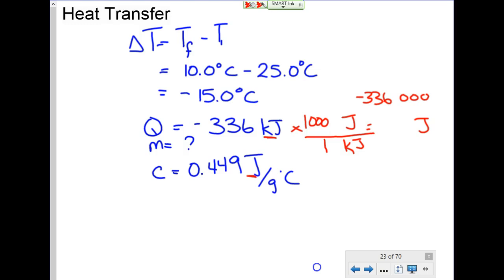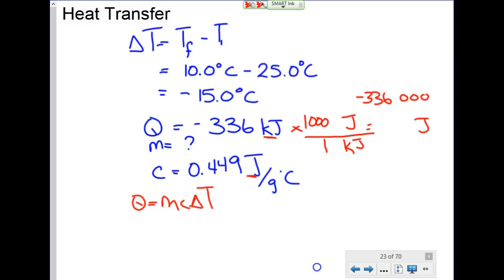Once you start getting a lot of zeros in a calculation, it might be a little bit better if you convert it into scientific notation so that you don't forget zeros. Now we're ready to do something with a formula. Our base formula equals Q = mcΔT. We're not looking for Q this time though.